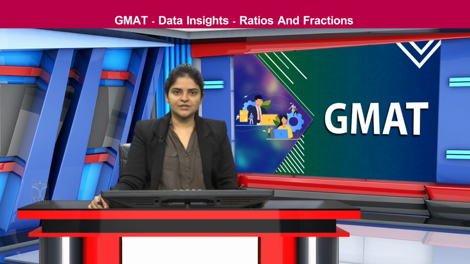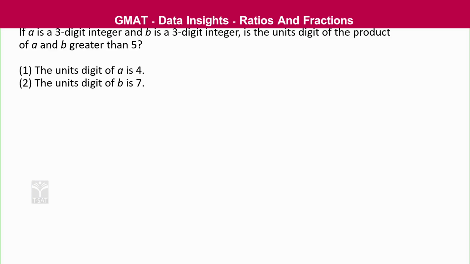Let us see the next question now. If A is a 3-digit integer and B is a 3-digit integer, is the units digit of the product of A and B greater than 5? Okay. They are asking us, A is a 3-digit integer and B is also a 3-digit integer, and they are asking us if the units digit of the product of A and B will be greater than 5, just the units digit.